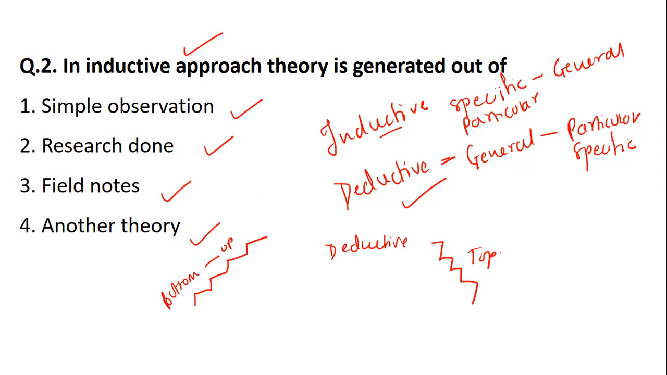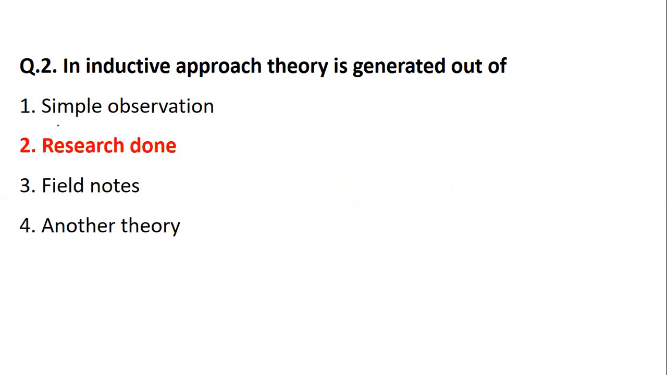So in the inductive approach of research, any theory is generated out of what? Do we observe it, do research, use field notes, or take another theory? You should be very clear that in the inductive approach, you do not take notes or another theory. Observation and research are important, but it is not just a simple research or observation. It is a pattern which you have to keep. When I say pattern, it means you do a research. So in the inductive approach, theory is generated out of the research done.